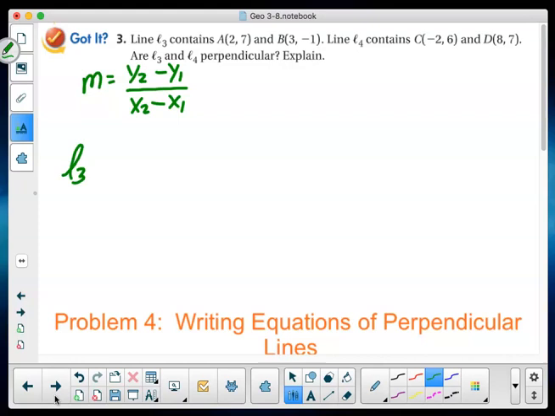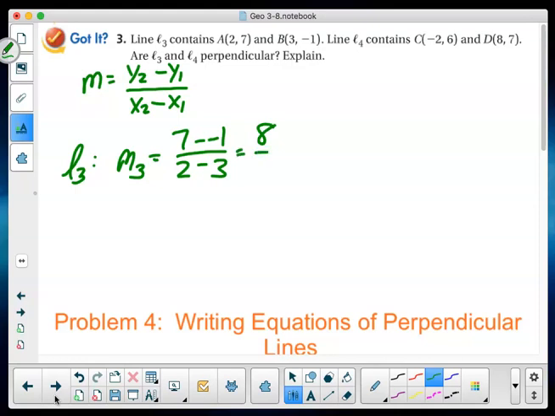Welcome back. The slope of L3 is equal to y2 minus y1 over x2 minus x1. Well, I got 7 over 2 and negative 1 over 3. My y is on top, the x is on the bottom from each point. And now I'm just going to find their difference.